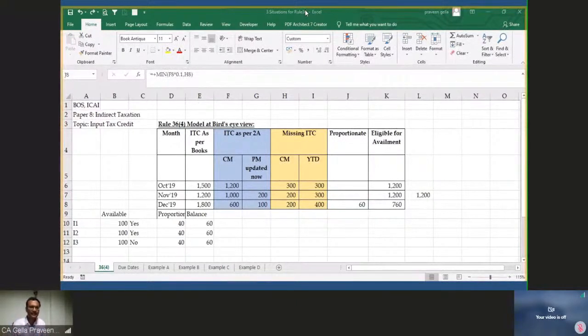I'll just see if any other doubts are there. Otherwise, I'll come back to our presentation. Ambika, this, to the best possible, is what Rule 36.4, the 10% bill-to-bill accounting, comes to.